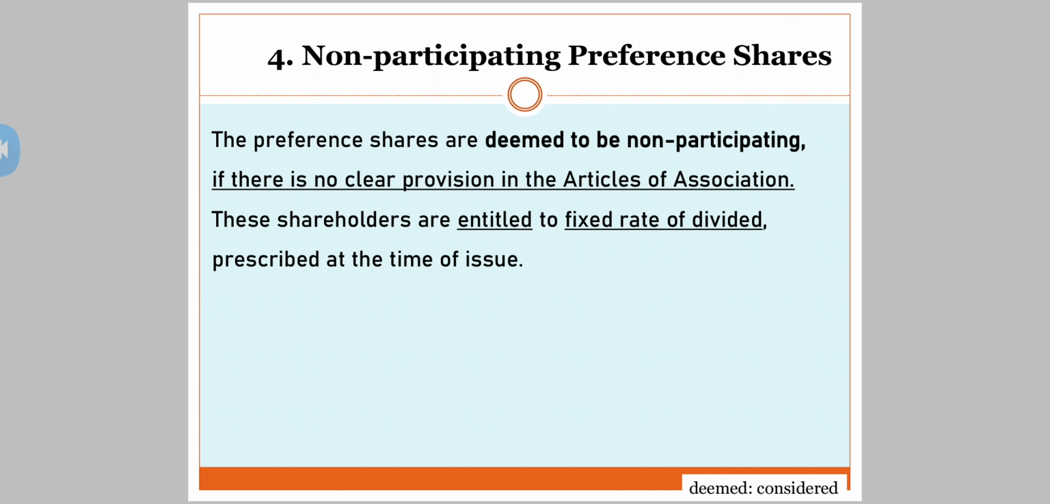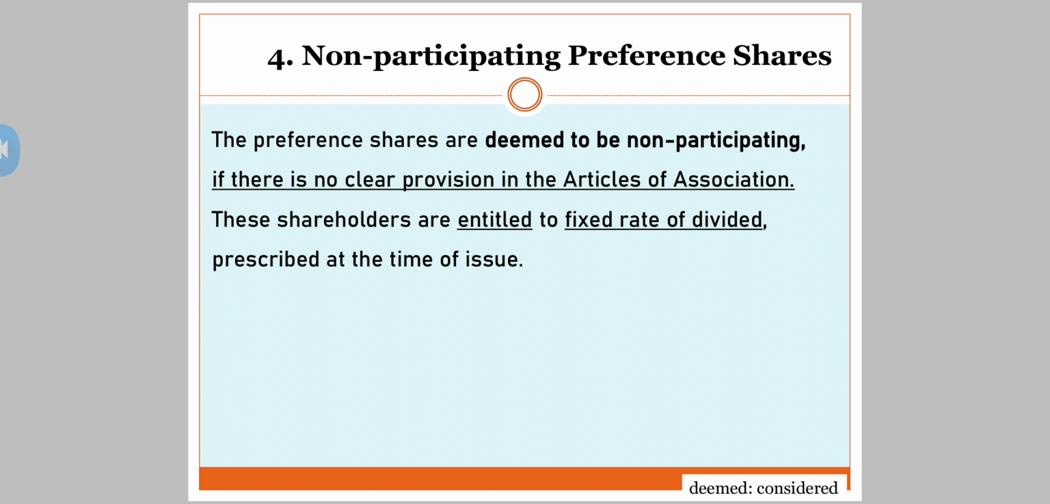Fourth one is non-participating preference shares. These preference shares are deemed to be non-participating if there is no clear provision in the Articles of Association. Deemed means considered. It means that if a company wants to issue participating preference shares, they are supposed to mention participating preference shares in the Articles of Association.